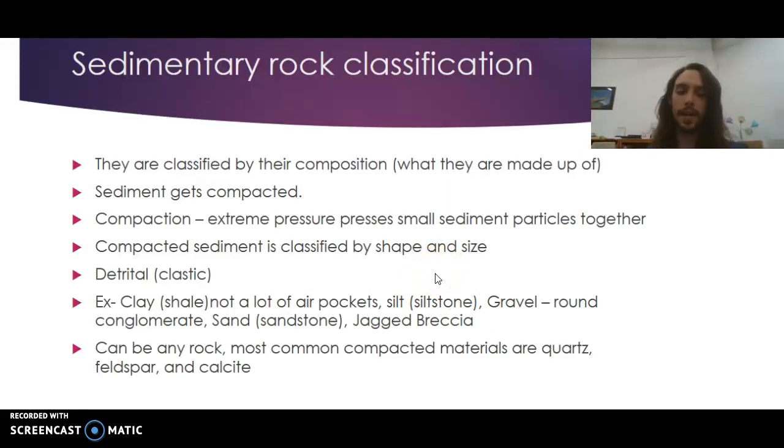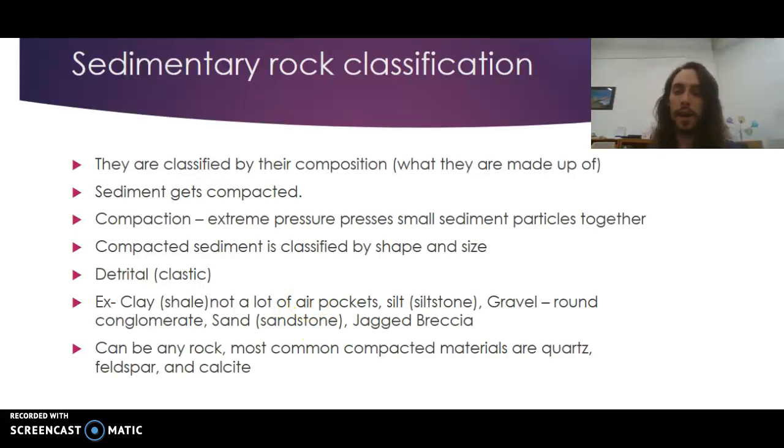It's not quite like sand or gravel, but there's more air pockets than clay. Then we've got gravel, which is just round conglomerates. Everybody knows what gravel is, so I'm not going to explain that too much. Then we have sand, and a good example is sandstone. That's probably the loosest packed of clay, silt, and sand.